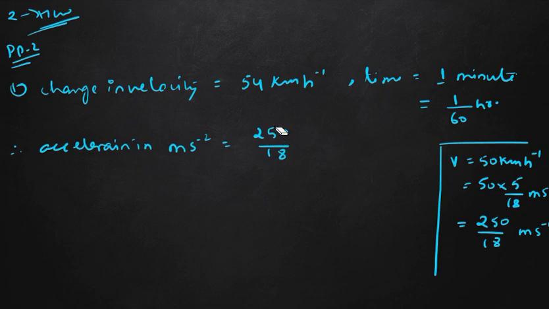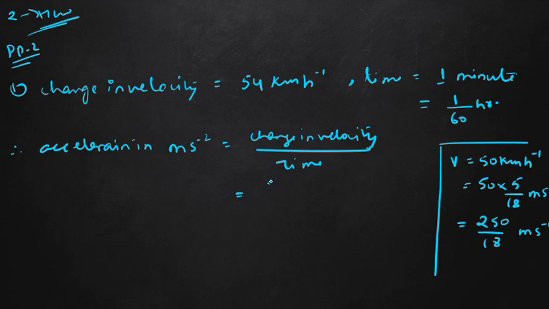So what was the formula? Let us first write the formula. Acceleration is change in velocity by time. So change in velocity is 250 by 18 divided by time. Time, we have to take in seconds.